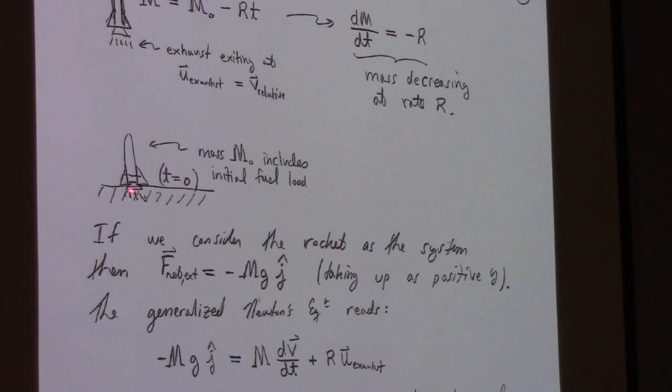And so you start at time 0. You've got the initial mass m0, which includes the fuel load and also the mass for the actual rocket, the cabin, all that good stuff, right? And so what's the net force on this? Assuming we're close to the surface of the Earth, the net force would just be minus mg j hat, right? Gravity's trying to keep it on the ground. And so the generalized Newton equation that I just sketched the derivation of looks like this: minus mg j hat, that's my net force, and then you've got mass times acceleration plus this changing mass term, which, since dm/dt is just minus r, looks like this, r times u exhaust.